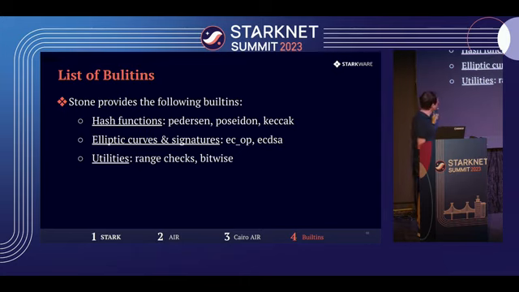The Stone Prover comes with the following built-ins. We have built-ins for hash functions. We have Pedersen, Poseidon, and Keccak. We have built-ins for elliptic curve operations and signatures. Specifically, we have ECOP and ECDSA. And some utility built-ins like range checks for comparisons and bitwise for bitwise operations.